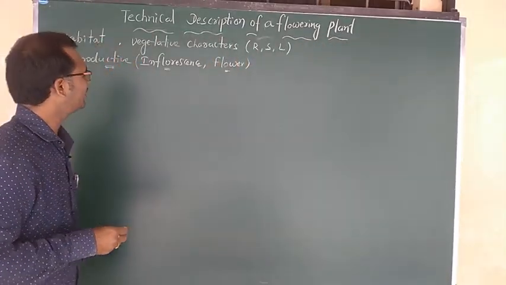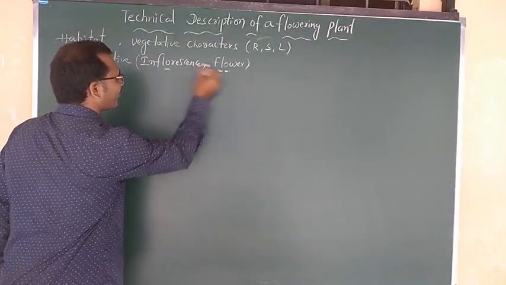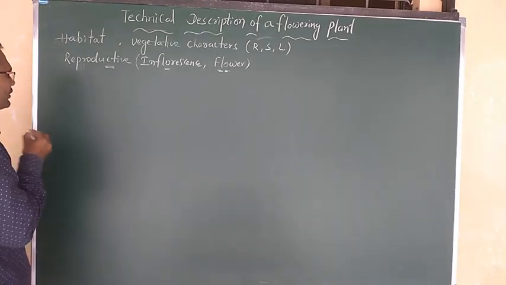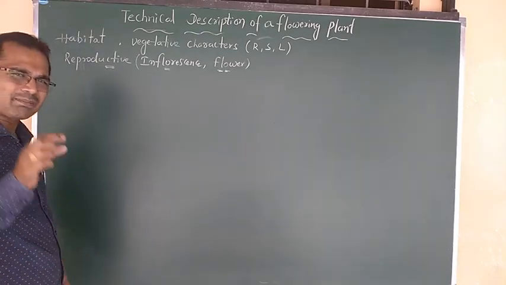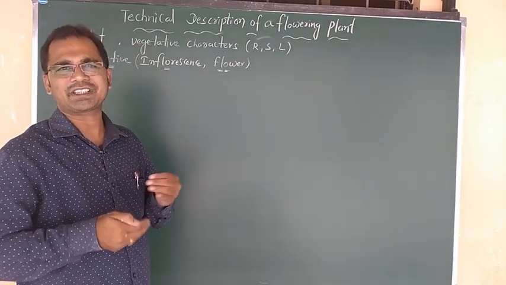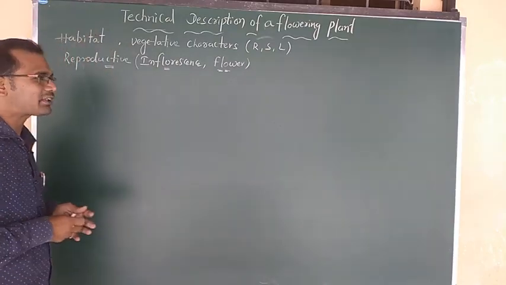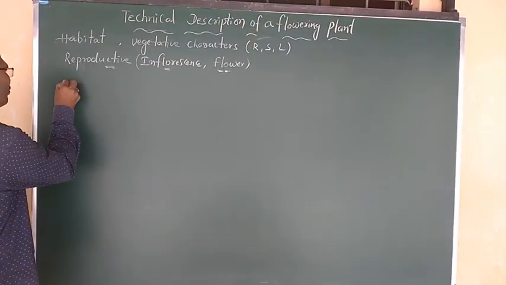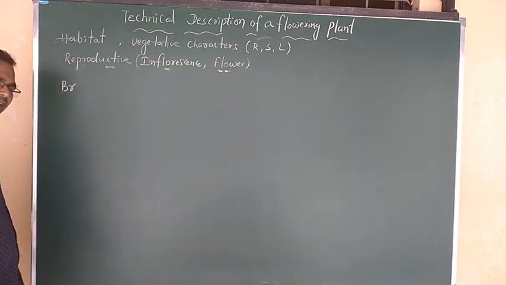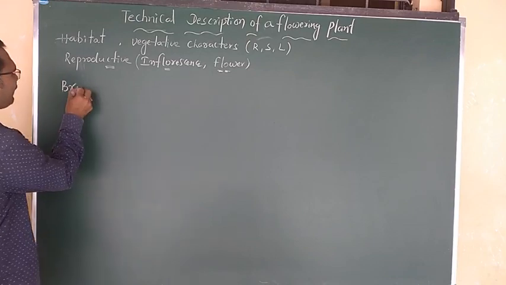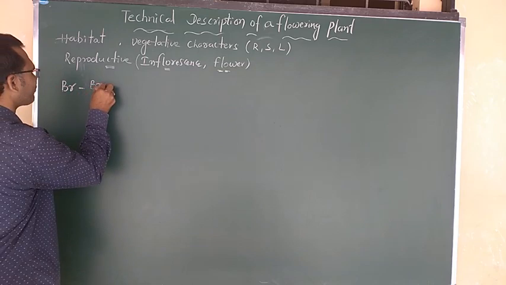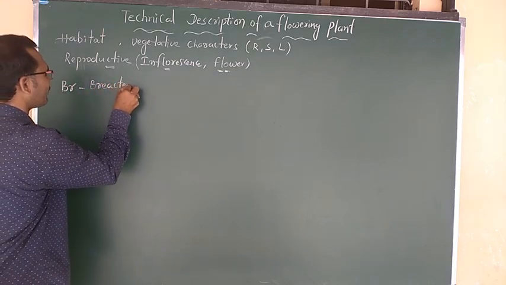Now, coming here: if you take a flower, how can you describe it? We use some symbols for description purposes, scientific symbols and scientific terms. What are the symbols we use at description time? One is called BR. BR means bracteate flower.